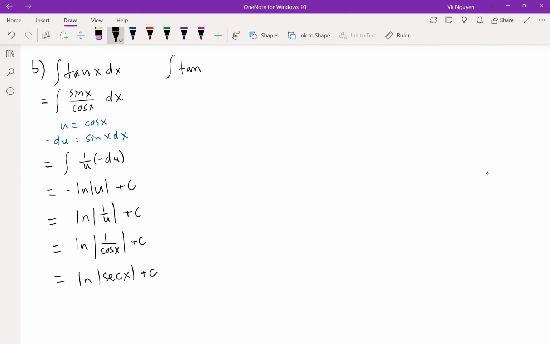Integral tangent square x dx. For tangent square, we use the identity: tangent square is secant square minus 1. So the integral of secant square x minus 1 dx. And the antiderivative of secant square is tangent x. The antiderivative of 1 is x, plus c. Oh, slick.